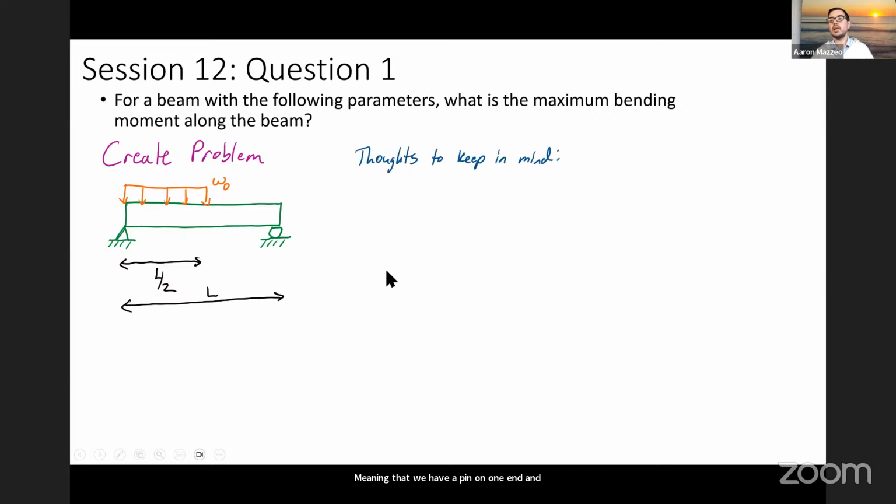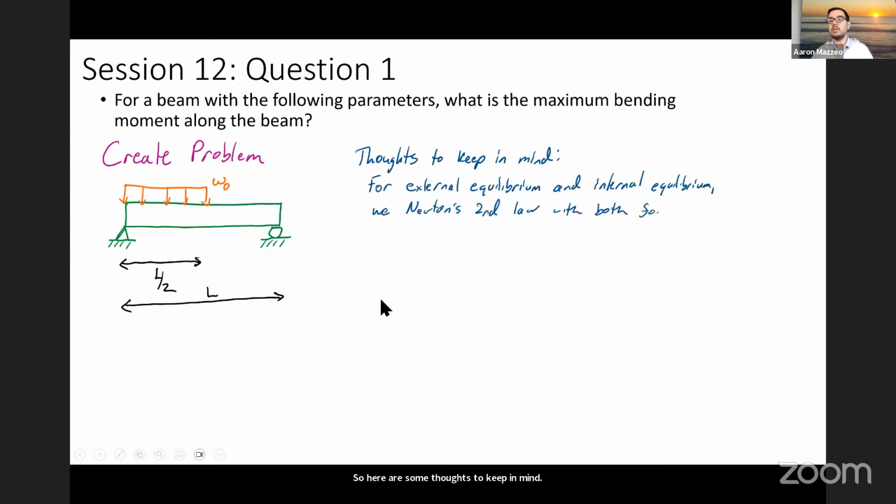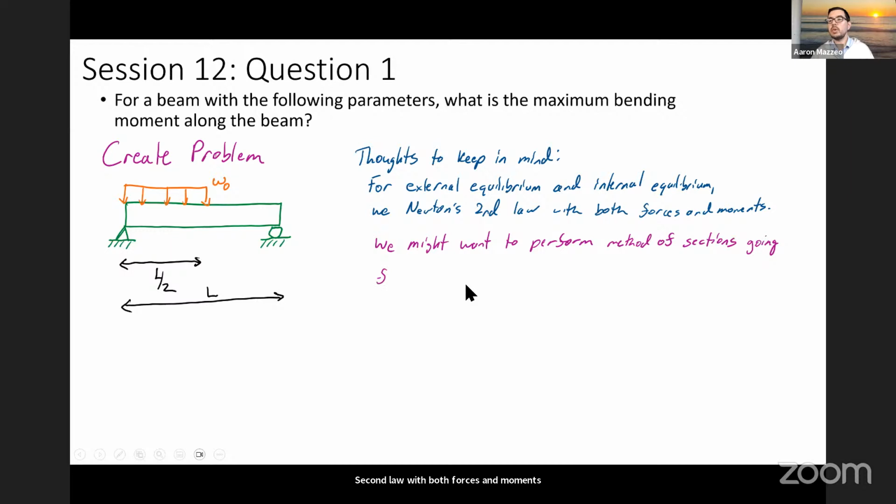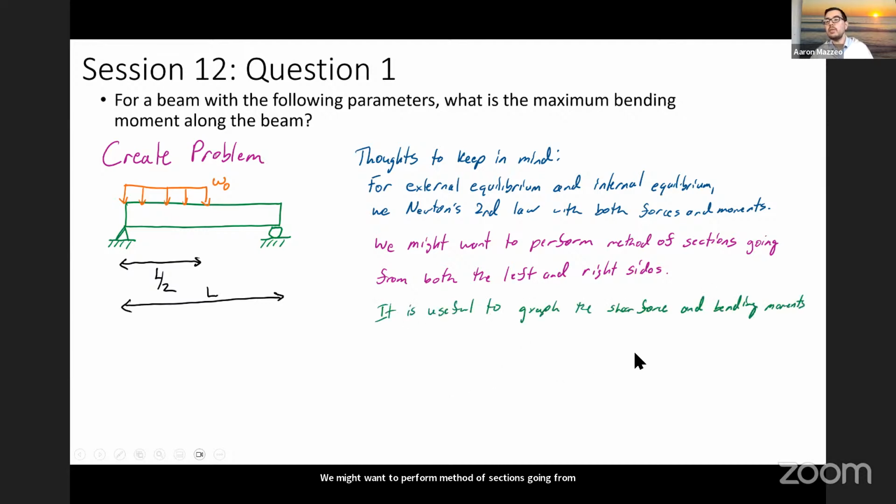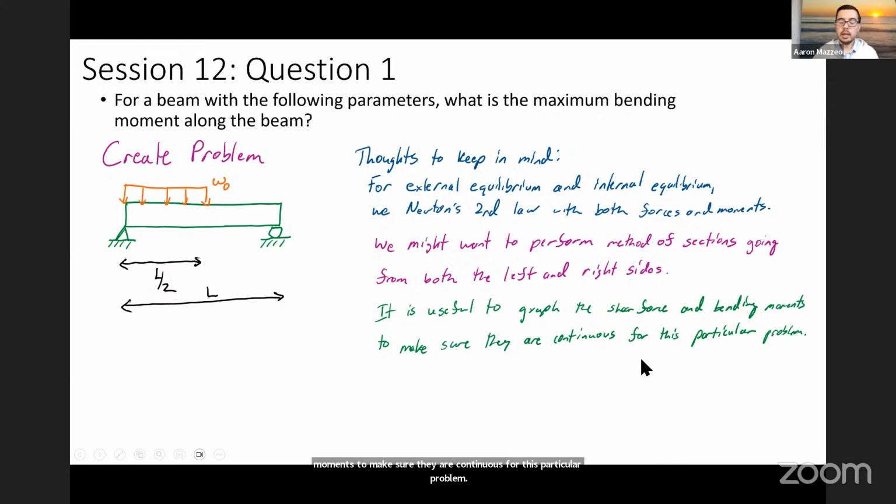So here are some thoughts to keep in mind. For the external equilibrium and the internal equilibrium, we'll use the second law with both forces and moments. We might want to perform method of sections going from both the left and right sides. It is useful to graph the shear force and bending moments to make sure they are continuous for this particular problem.